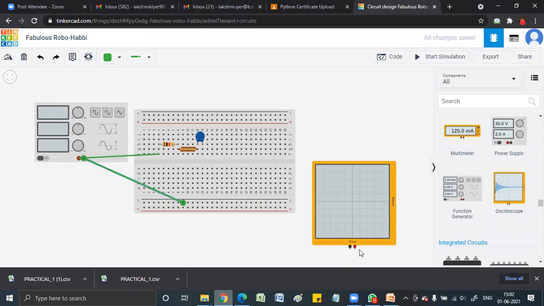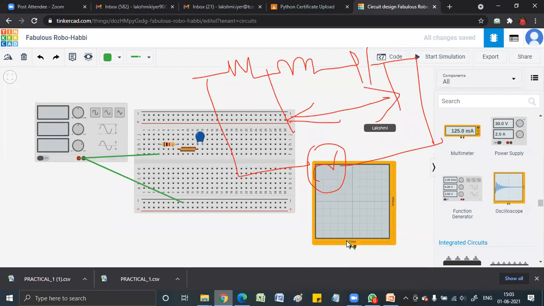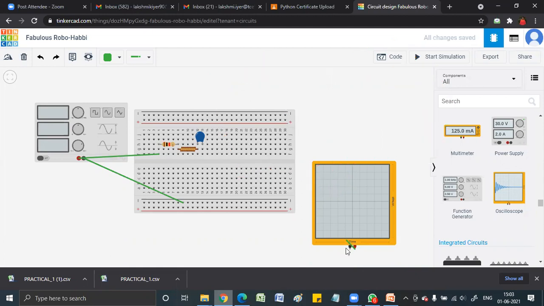What about your scope? Where will the positive go? Where are we measuring the output from? Between which points? Do you remember that diagram? You had your R, L, C. You're applying the input AC signal over here. You're measuring output over here, right? So one will come over here, positive, another will come to the ground. This is the ground, no? So I hope this is clear. So positive goes where? Can you tell?